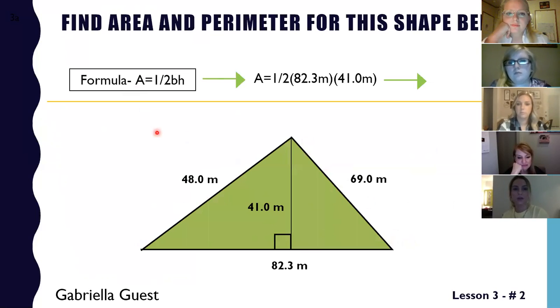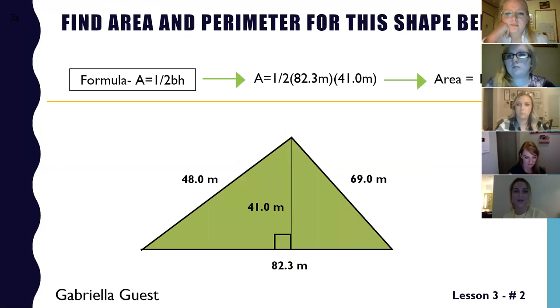So base times height, so base is 82.3 meters, and then multiply by height with it, which is, I meant to put 48.0, and then you multiply them by each other, and then you get the area of 1,687.5 meters squared. Don't forget to put the meter squared, because sometimes I do.